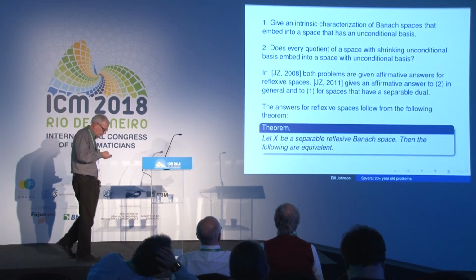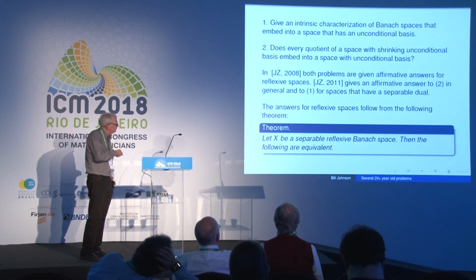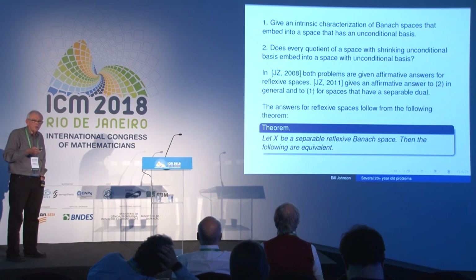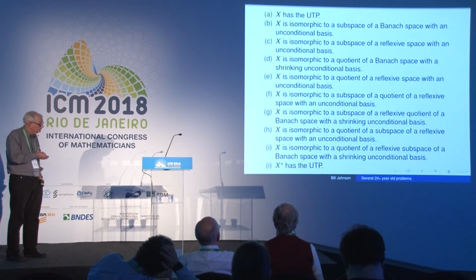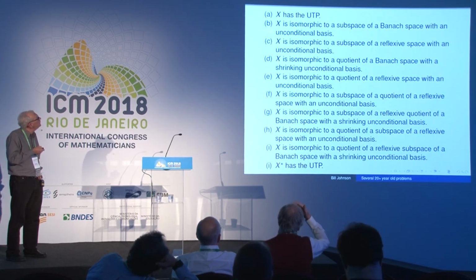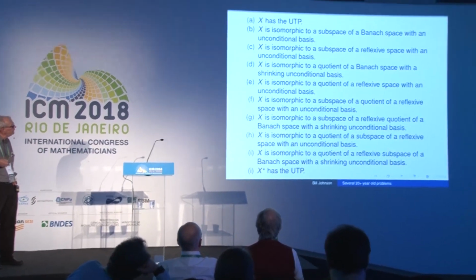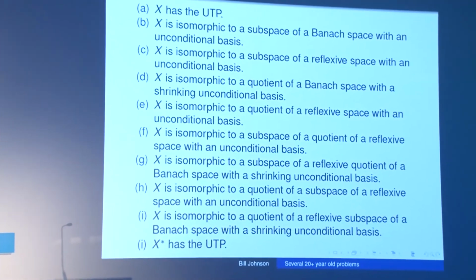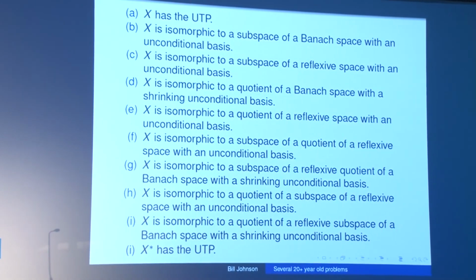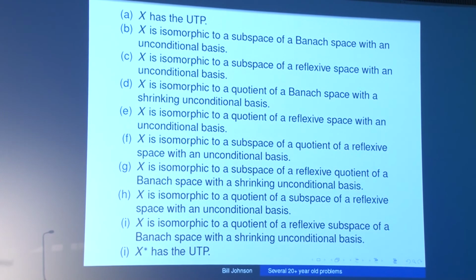So the way that we combine this, at least in the reflexive case, is to start with a reflexive separable Banach space and give a long list of equivalents. So brace yourself, please. Well, don't read this. Except for B, that's where we're headed. Now, what are C, D, E, F, G, H, I? Well, tell me a possible condition that's equivalent to X embedding into a space with unconditional basis. It's listed here. So anything that might be equivalent is equivalent.